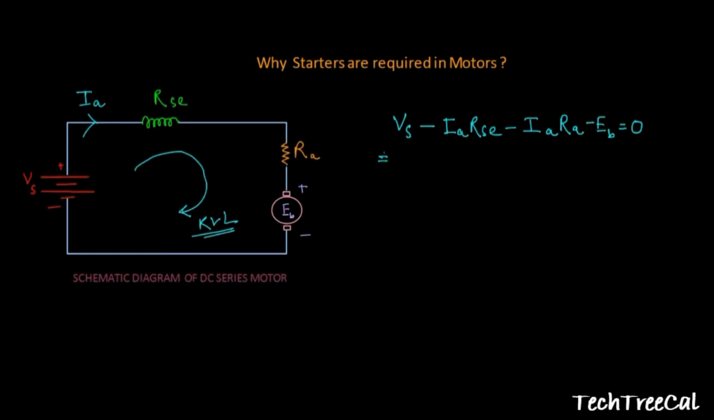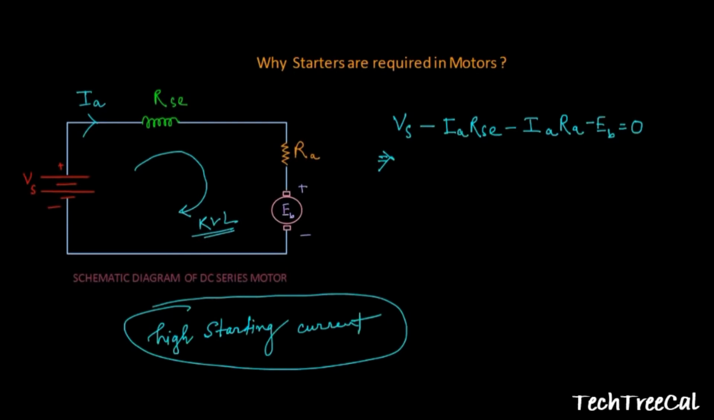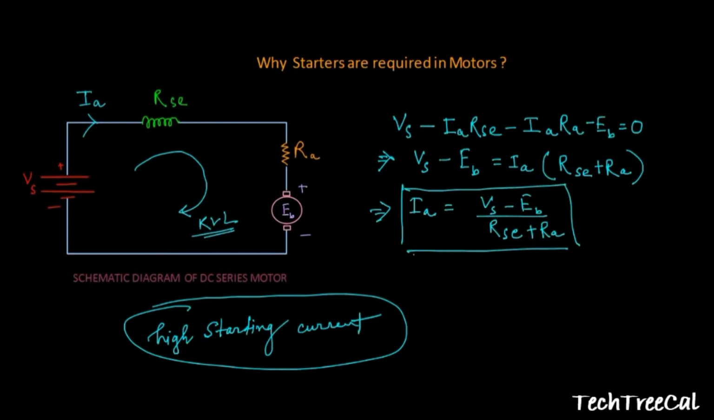From here, what is our objective? What I have said earlier, I mentioned the phrase high starting current. So we are going to determine the value of IA from this particular equation. Here I have derived the value of IA, the armature current, from this KVL equation. Now see, Vs is your source voltage, EB is your back EMF, and RAC and RA are your series coil resistance and armature resistance respectively.